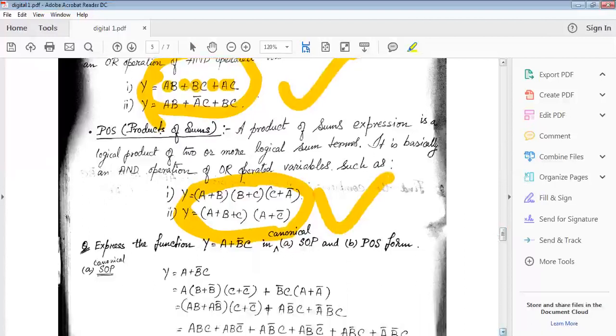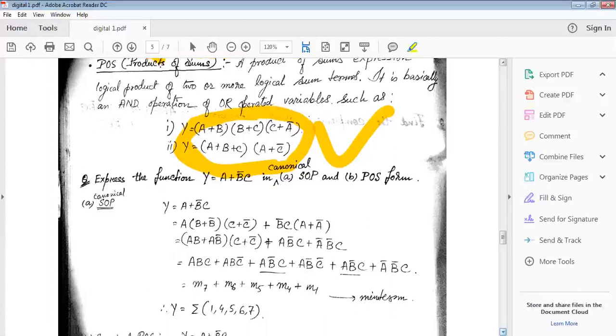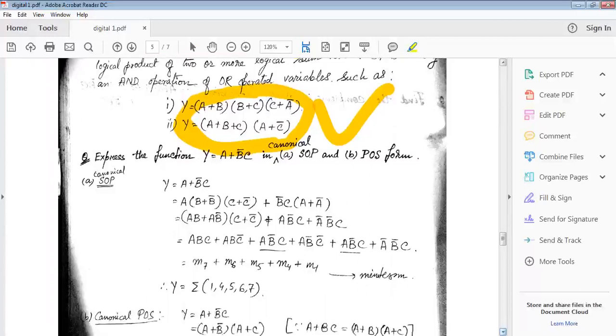Now just see the expression one, y equals a plus b bar c. My objective is to express this particular function in sum of product and product of sum form. So first, sum of product. Now y equals a plus b bar c. In the first term a there is no b, no c, and in the second term there is no a. So I first have to convert all the terms in terms of a, b, c. All the terms should consist of a, b, c.